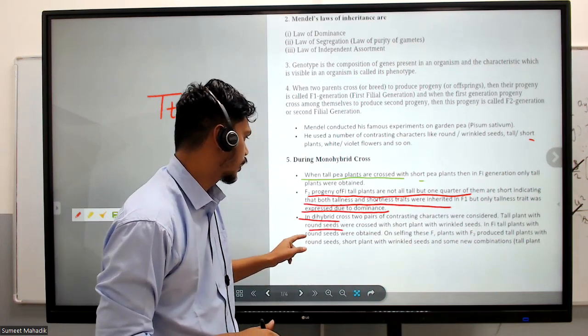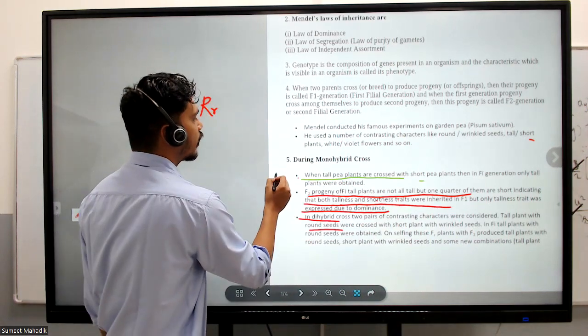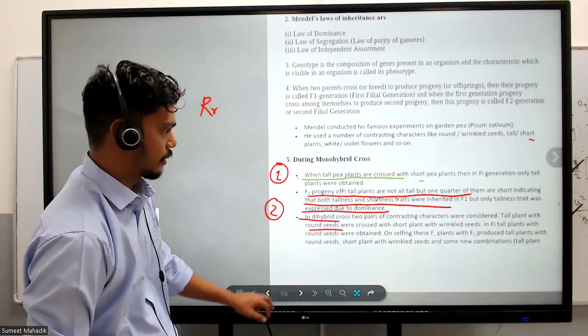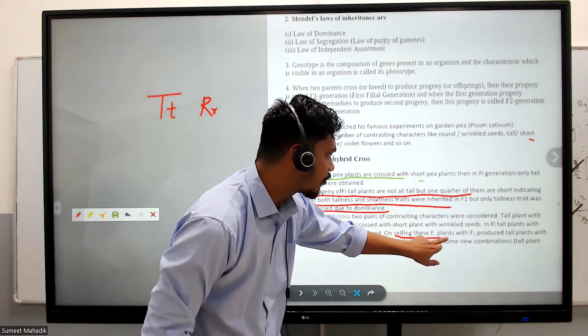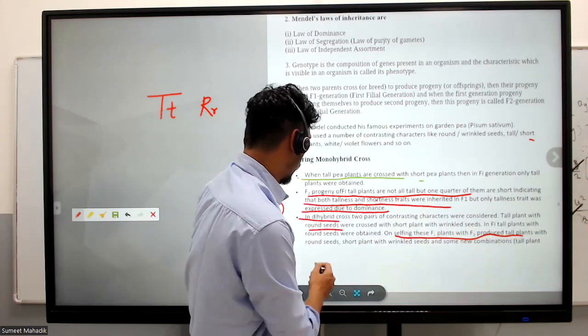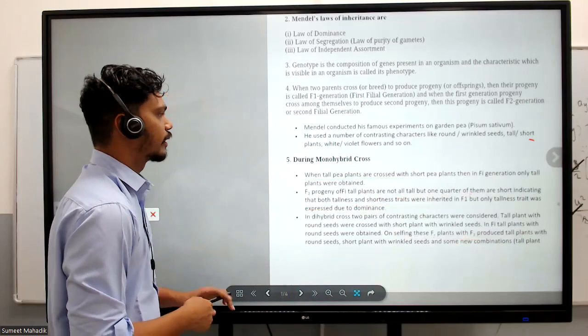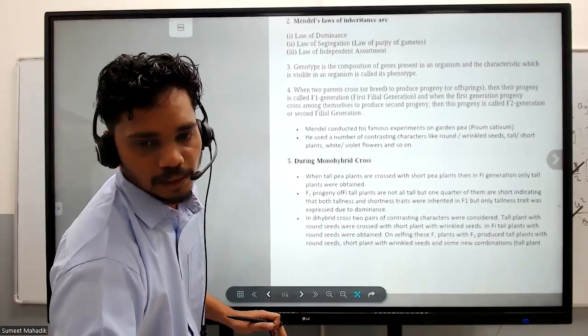In the F1 generation, see here, in monohybrid I'm only contrasting one character. Here I'm taking two or more characters. On selfing this F1 plant, the F2 produced tall plants with round seeds and short plants with wrinkled seeds. What is this exactly? Let's study that. I'm going to show you. Just one second.